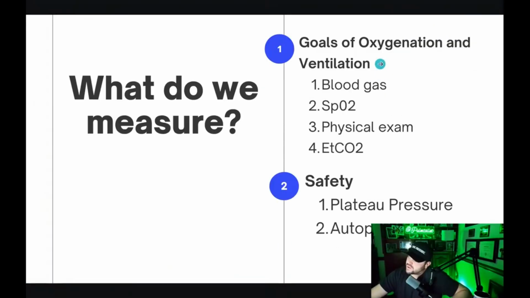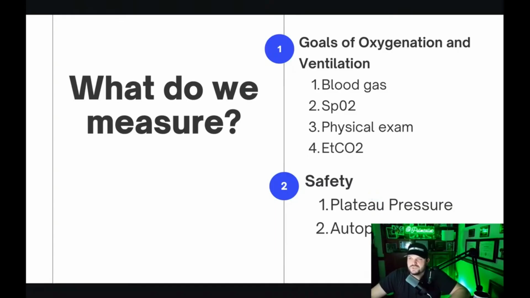Okay, so what are we measuring after we set up the ventilator? We have things that we set, then we want to measure stuff to make sure we're being safe. So blood gas, peripheral sat, your physical exam. End tidal, I threw that in there just to placate everyone that likes end tidal, because I hate end tidal personally. That's because I'm in the hospital, but I know in the pre-hospital and intra-hospital setting, it's super important. And then safety-wise, you have plateau pressure, auto PEEP.